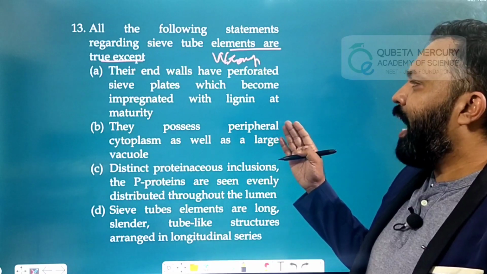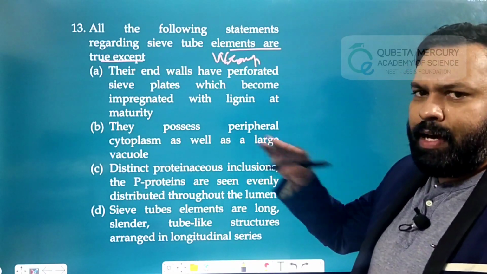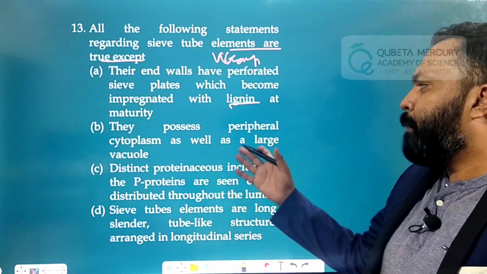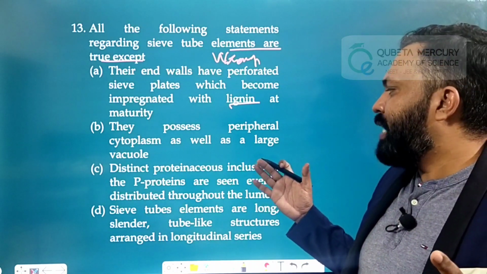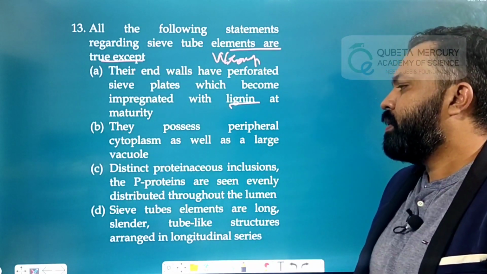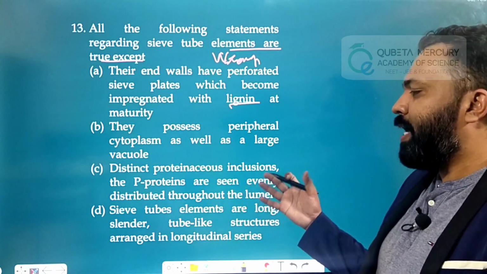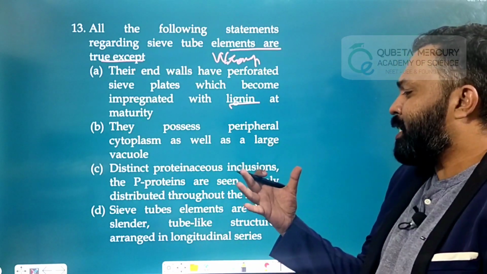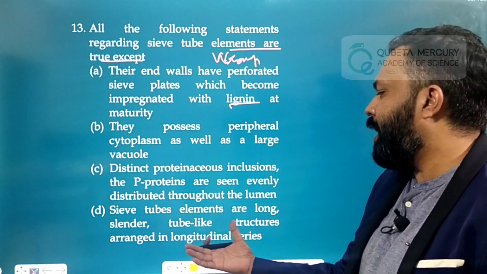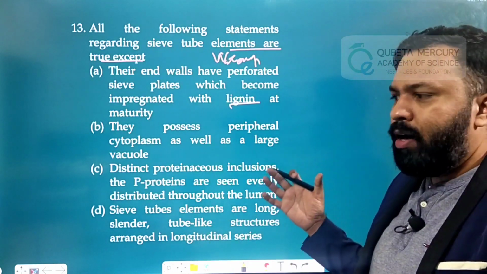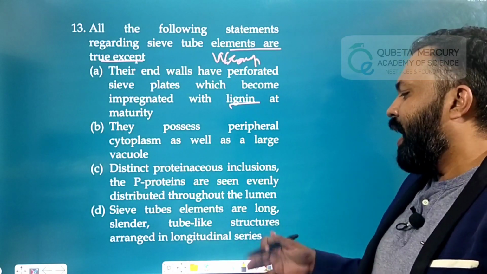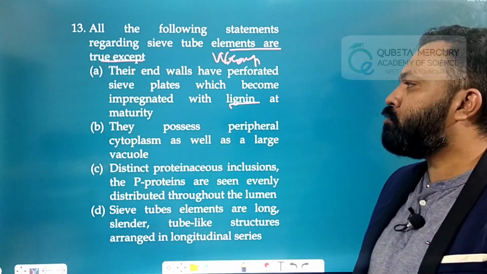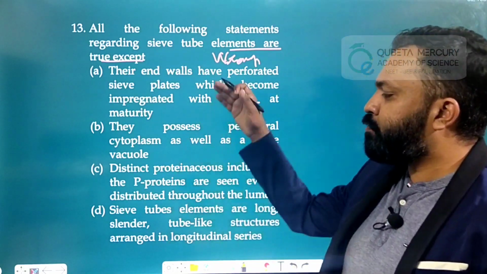A. Their end walls have perforated sieve plates, with the sieve pores, which become impregnated with lignin at maturity. B. They possess peripheral cytoplasm as well as a large vacuole at the center. C. Distinct proteinaceous inclusions, the P proteins, the so-called phloem proteins, are seen evenly distributed throughout the lumen. And option D. Sieve tube elements are long, slender, tube-like structures arranged in longitudinal series. So, we have to count the incorrect one. We have to recognize the wrong statement from these four options.